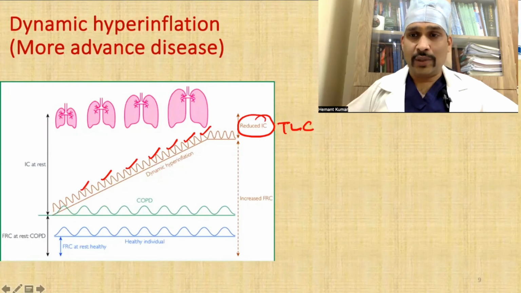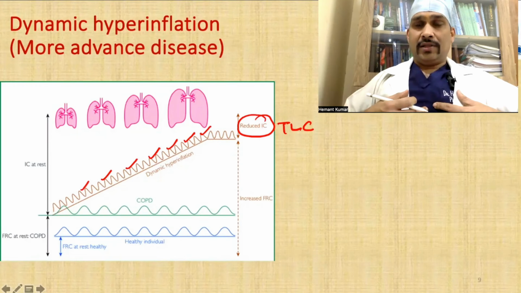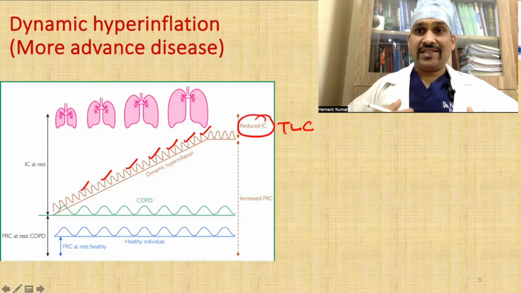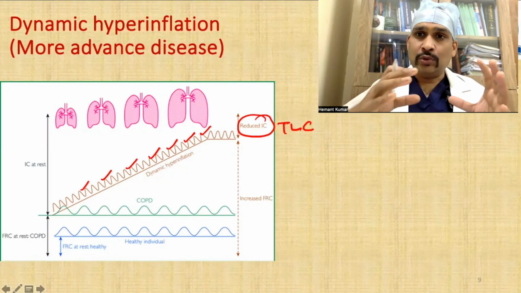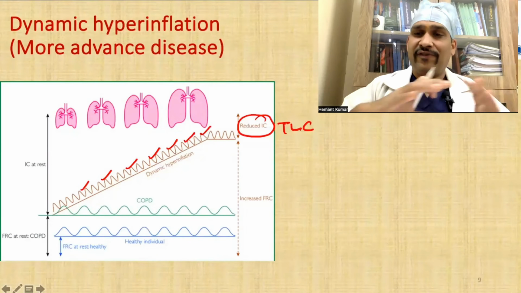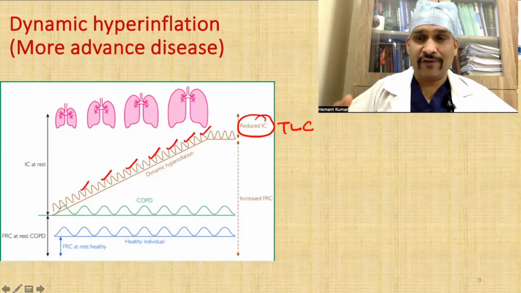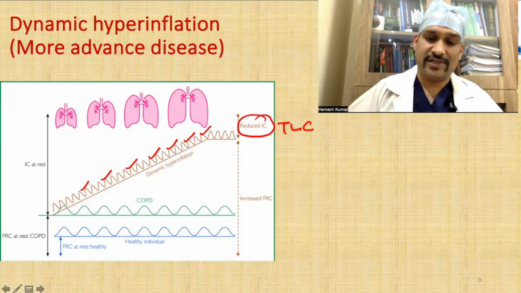So see, when you are taking a breath, I have reached up to total lung capacity. Now you see how the patient can take a breath. This is difficult. So because of dynamic hyperinflation, the work of breathing increases because the patient is not able to remove his air from the alveoli at the end of expiration.